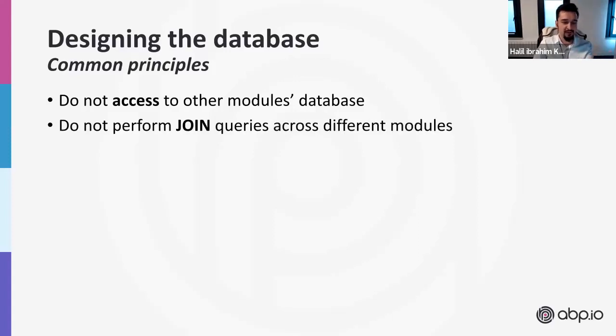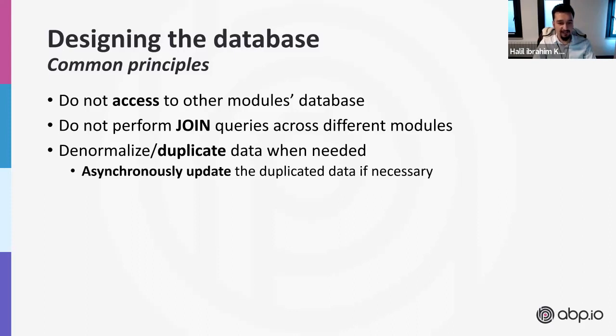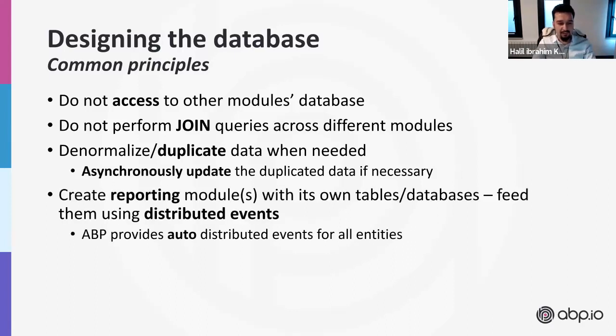And also, as a result of the first item, don't perform join queries across different modules. If you need that, for example for reporting purposes or just creating some summary user interface page, you may denormalize or duplicate the data if you need. Then you can asynchronously update the duplicated data with events or with some kind of replication, whatever technology you are using. ABP provides some automatic distributed events for all the entities. Maybe you can just listen to these events and update your local duplicated data.